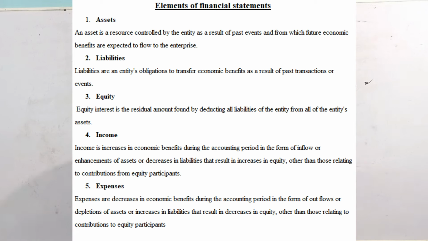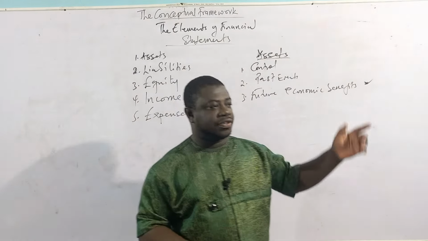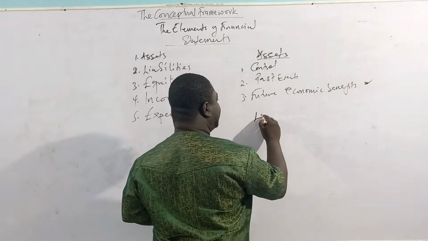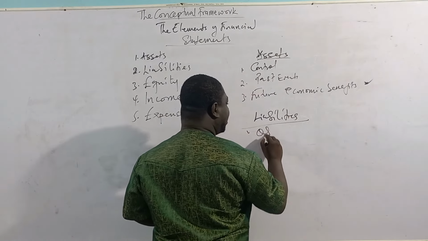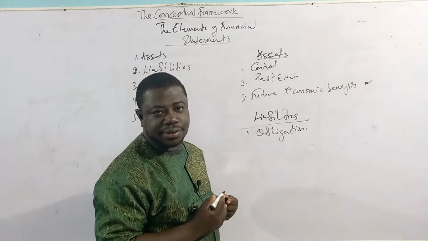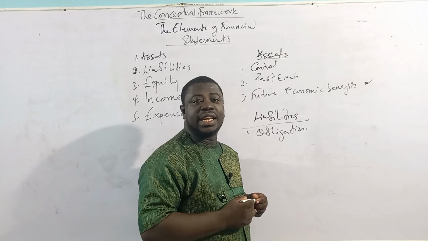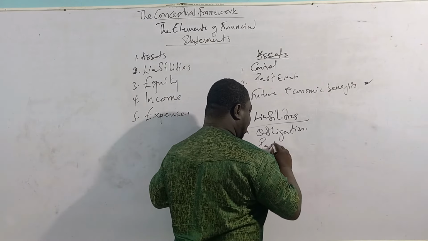Liabilities are an entity's obligation to transfer economic benefits as a result of past events or transactions. So that is a liability. So there is an obligation to transfer. So when it comes to liability, the key word there is the obligation. That is the first one. There should be an obligation to settle for it to be classified as a liability. This obligation is as a result of a past event.